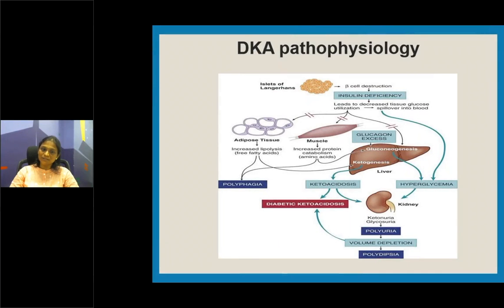And all the amino acids are shuttled to the liver for gluconeogenesis. Same happens in the adipose tissue as well. There is increased lipolysis and free fatty acid formation in response to increase in counterregulatory hormones. These free fatty acids are actually mobilized to the liver, and there they undergo ketogenesis. This ketogenesis will lead to ketoacidosis and start affecting the pH.